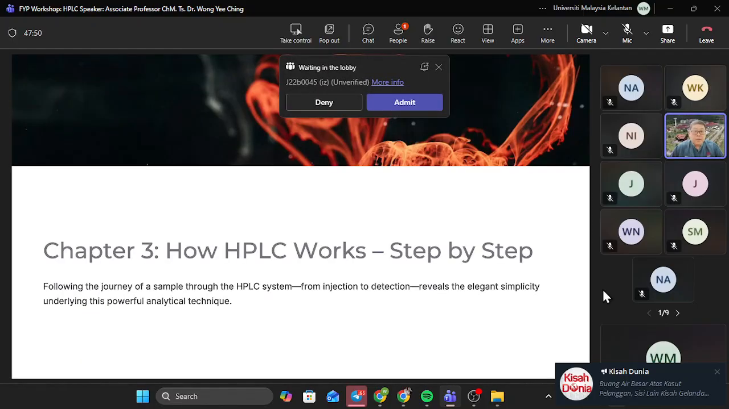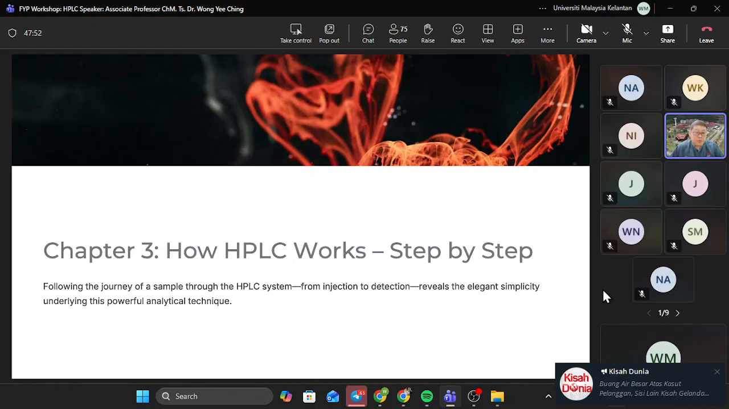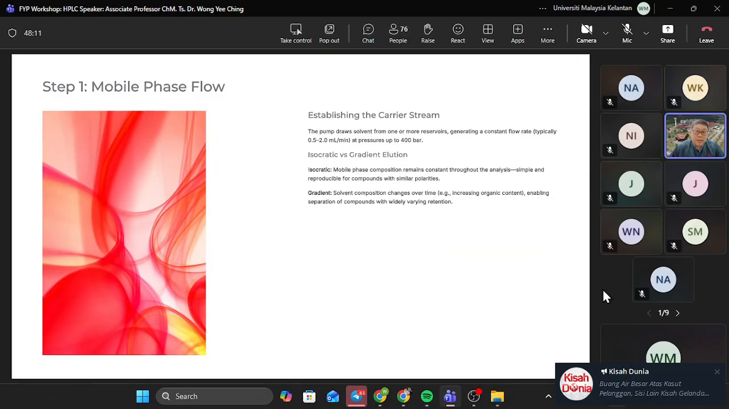So moving on, how HPLC works. This is a simplified version of step-by-step guiding. For those who have already run HPLC, I don't think this will be your first time. I think you were already properly guided by an assistant, hopefully.